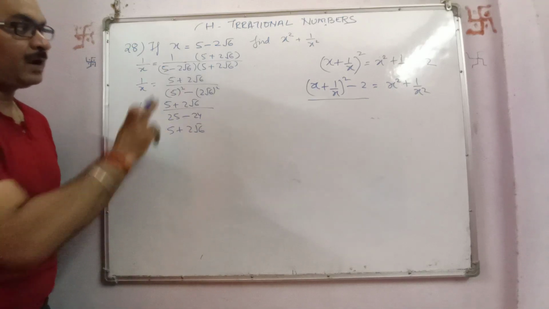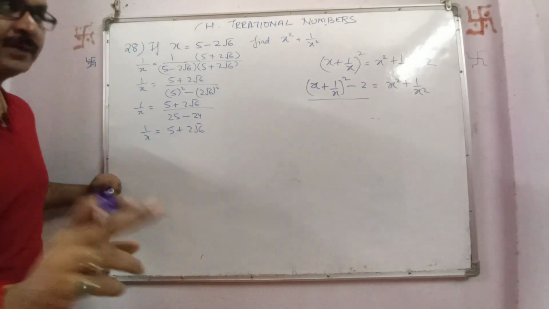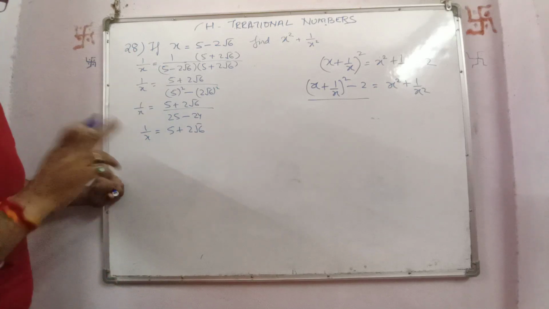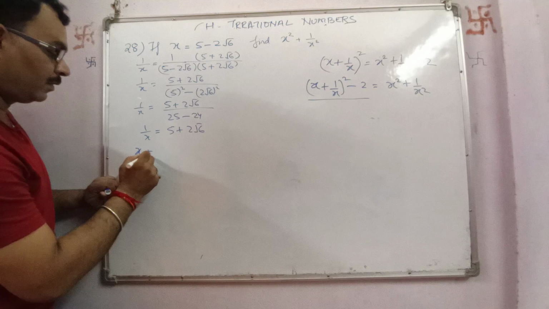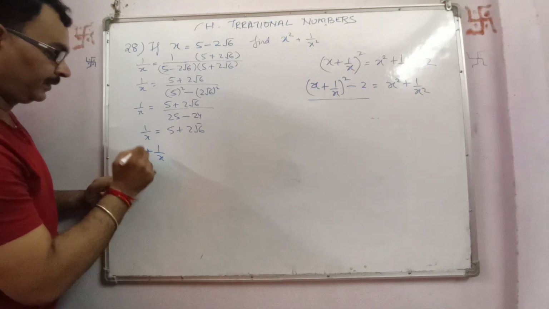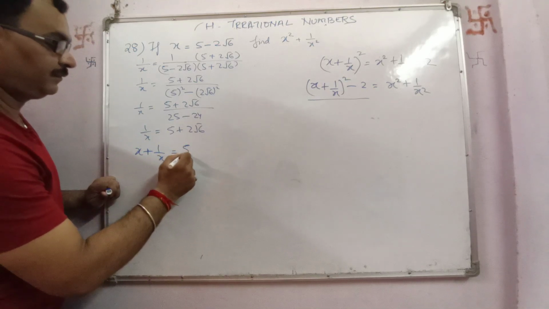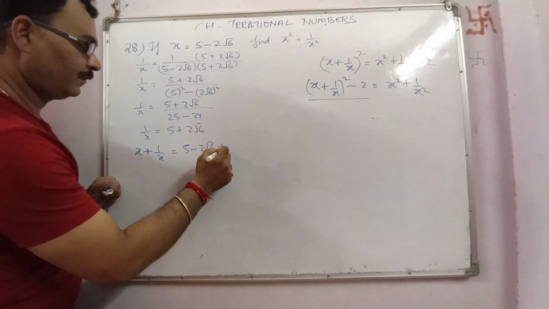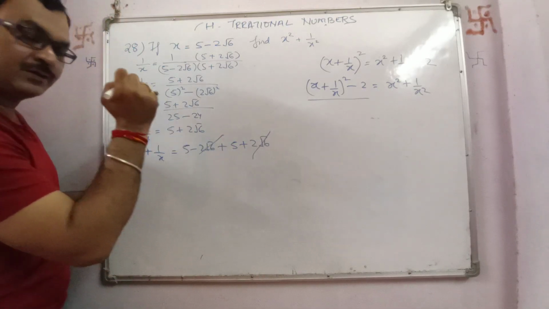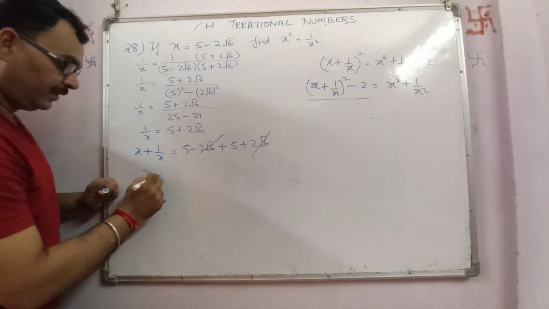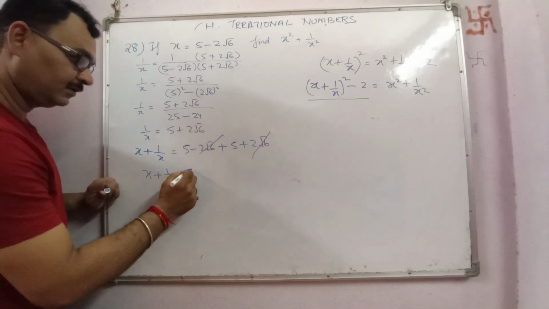Look, I've done the rationalizing only once. There you have to make the square and then rationalizing. That will make a lot of problem for you people. Now x + 1/x, that is 5 − 2 root 6. 1/x is 5 + 2 root 6. Plus 2 root 6 minus 2 root 6 will be cancelled out. So we have x + 1/x is equal to 10.